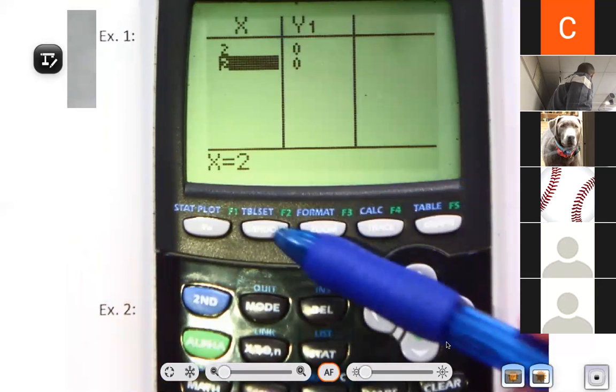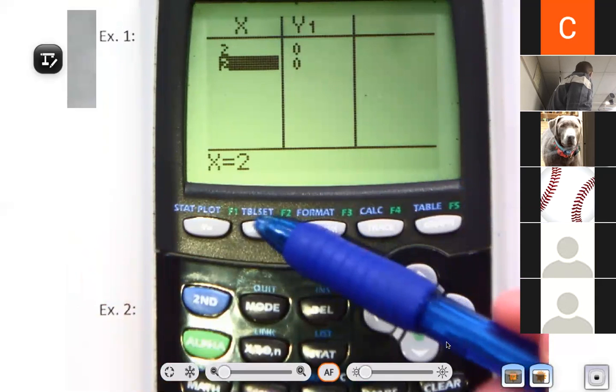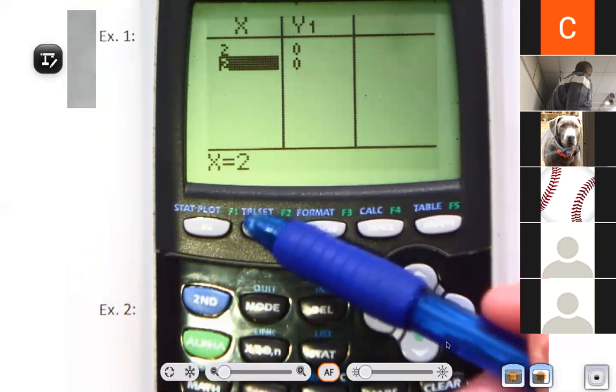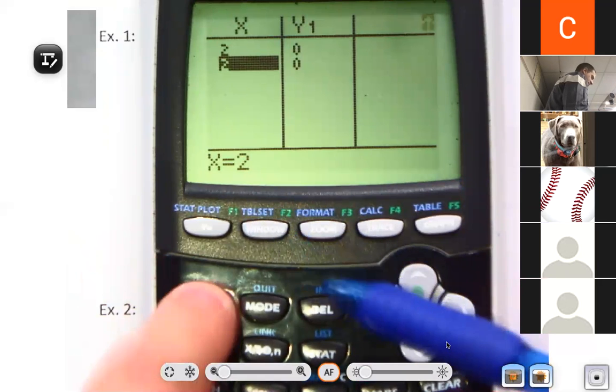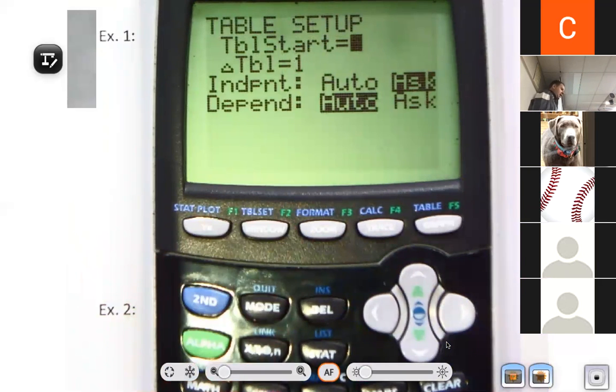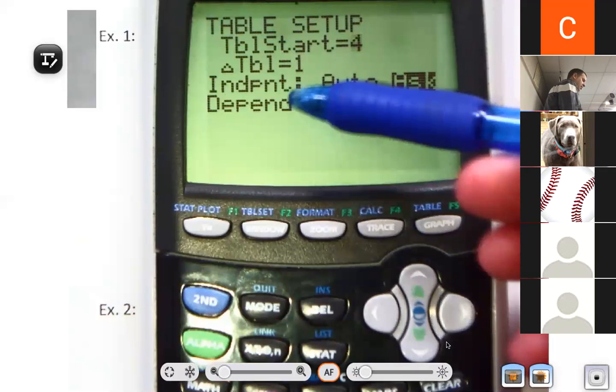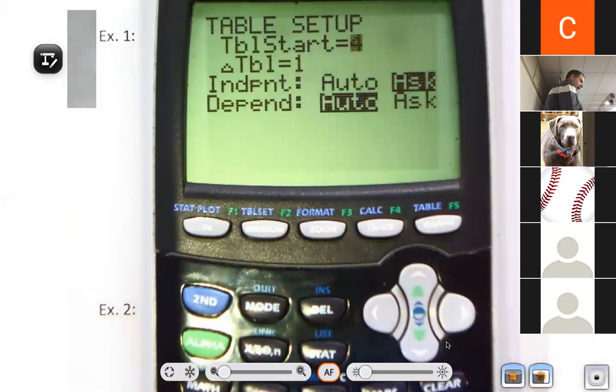So right above window in the top row, it says table settings in blue. So I would push second and then table settings. And I would change my independent variable, which is the X value, to ask instead of auto. And then that way you can always pump in any X values that you ever want to see the outputs for in your calculator.